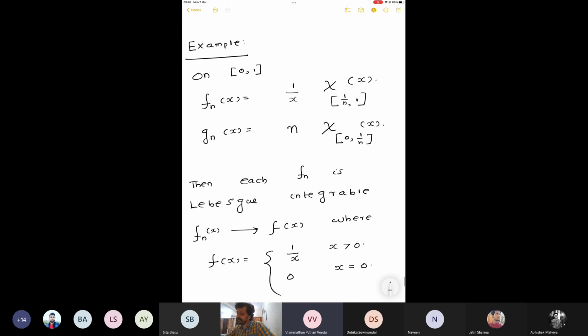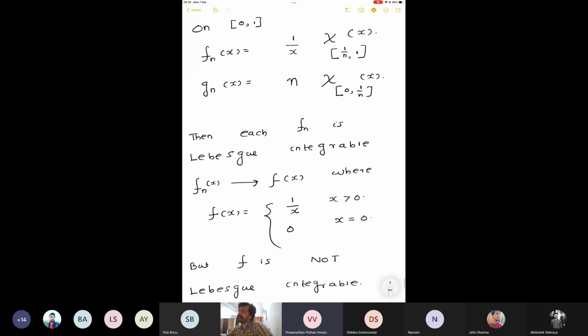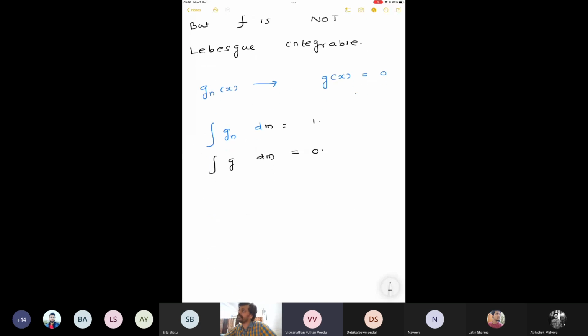So the first example tells you that fn converges to f. Each fn is Lebesgue integrable, but the limit function is not Lebesgue integrable. And the second example tells you that each gn is Lebesgue integrable, and the limit function is also Lebesgue integrable. However, the integral of the limit is not the same as the limit of the integral.